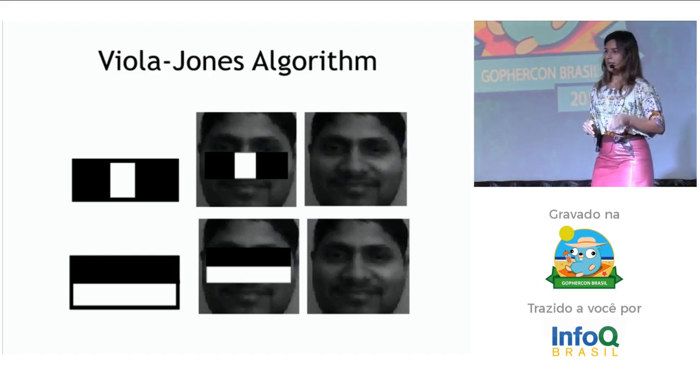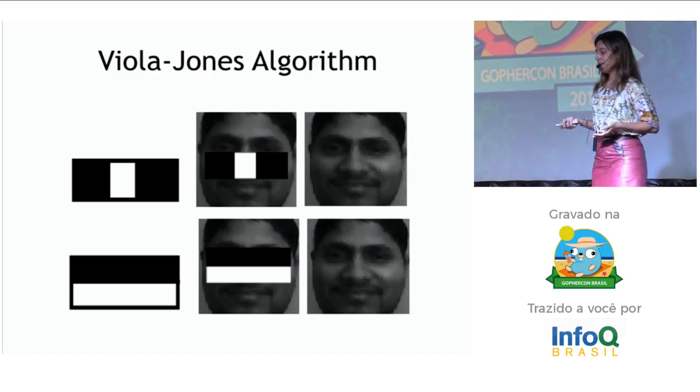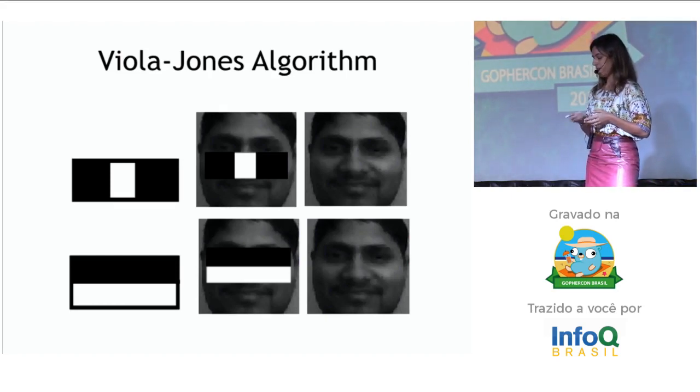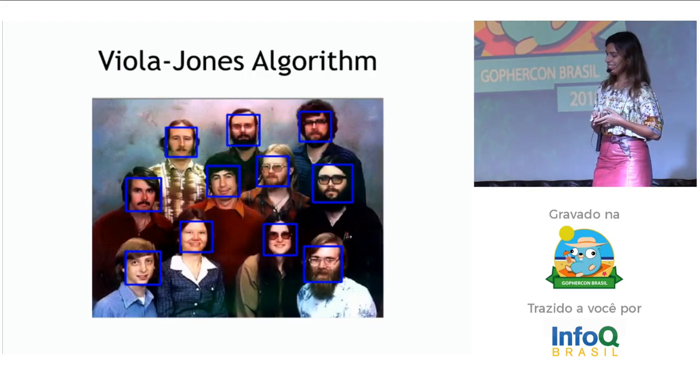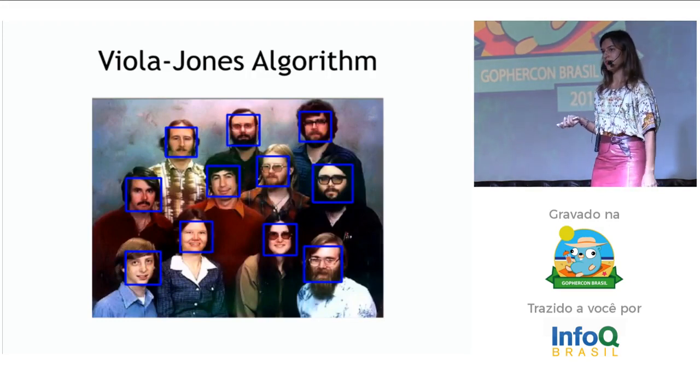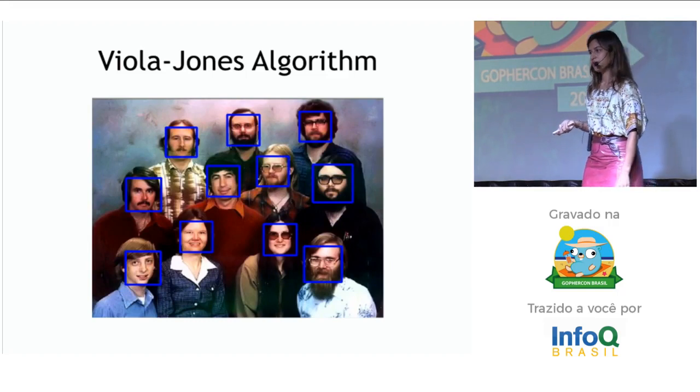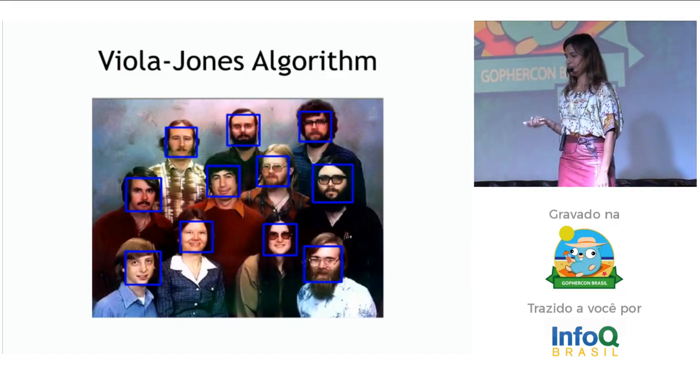Together with these, and also other features that are found in a human face, collectively, they define the existence of a human face. So Viola-Jones algorithm here has detected all of the faces in this image. It was created in 2001, and it was used for the first real-time face detection.